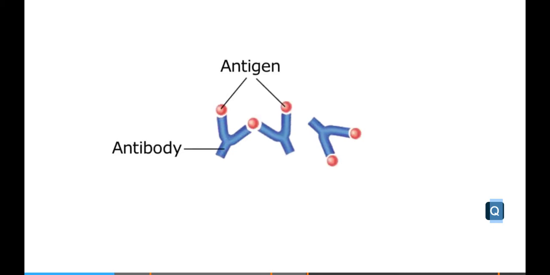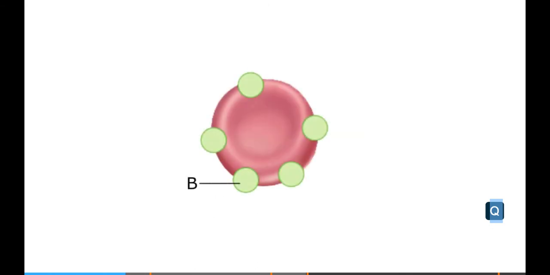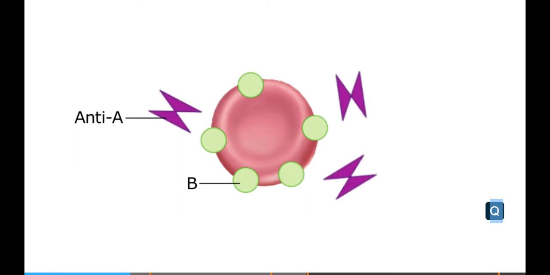In addition to surface antigen differences, individuals will make antibodies against surface antigens that are not present on their own red blood cells. Antibodies are proteins that have a lock and key recognition for their antigen. This is established by the antigen binding site on the antibody. For example, healthy people with type B blood would have anti-A antibodies against the A surface antigen because they don't have A surface antigens. Let's check your understanding.